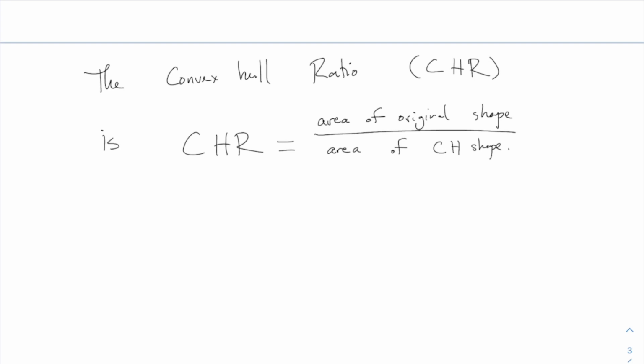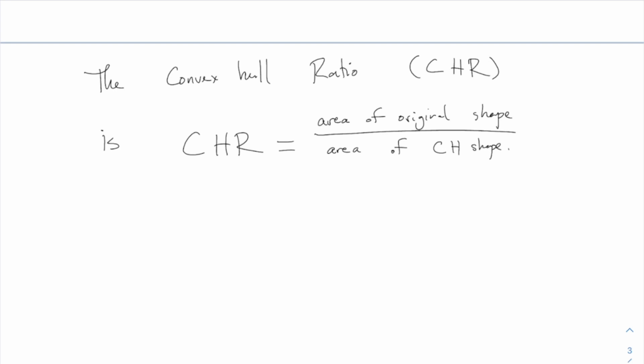All right, and that's all there is to it. That's what the convex hull ratio is. And the area, I will have you notice, the area of the convex hull is always a little bit bigger, or perhaps the same, right? The convex hull makes it slightly bigger than what you started with.